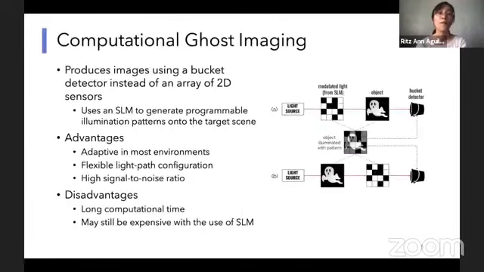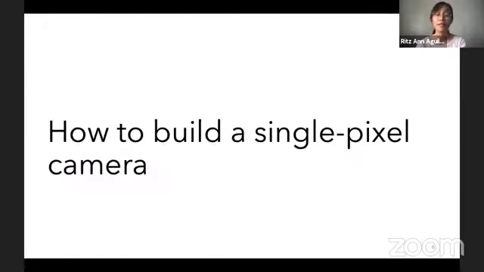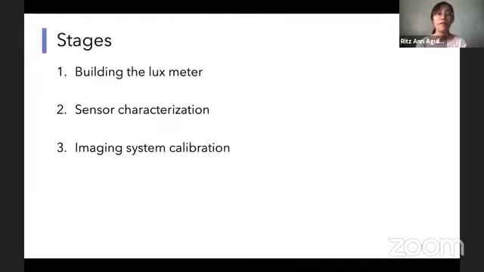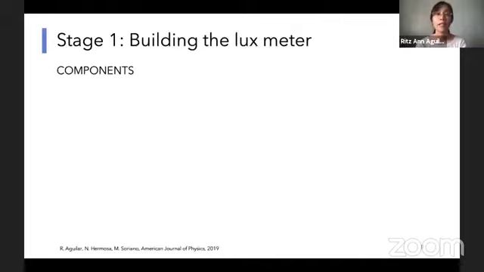So for building a single pixel camera, we can actually build a low cost one. For the stages, the first one is you build the LOX meter, or the intensity meter, first, and then you can proceed on to sensor characterization, just like with any imaging system. And then you also need to calibrate the entire imaging system once you've collected the components and combined them to form the setup.